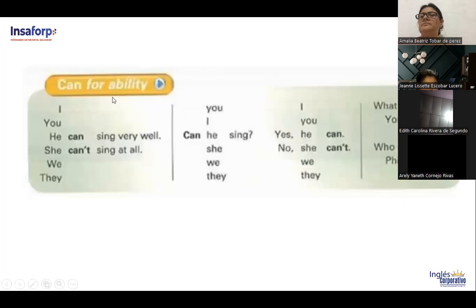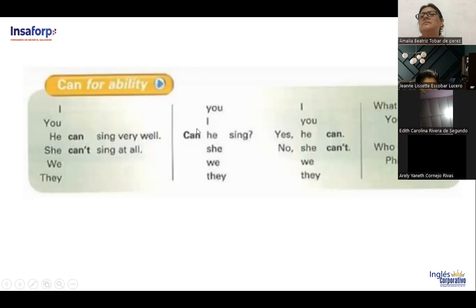Okay, so, it's easy. You just place the subject: I can, you can, he can, she can, we can, they can. And then the verb, sing, and the complement. Very well. I can sing very well. You can sing very well. He can sing very well. Or in the negative form, can't sing at all. Para nada. She can't sing at all. We can't sing at all. They can't sing at all.